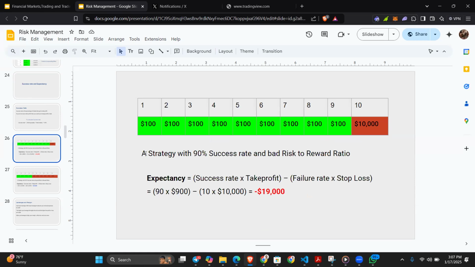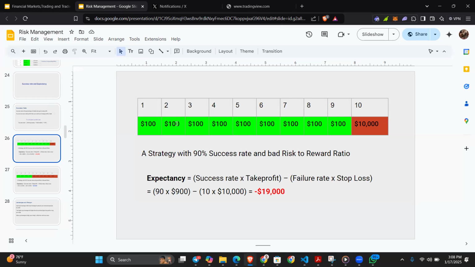Now, a strategy can have a 90% success rate, right? But if it has a bad risk to reward ratio, that strategy is a bad strategy, no matter the success rate. If the risk to reward ratio is bad, the strategy is very, very bad. It's very, very poor. So that is the importance of expectancy.